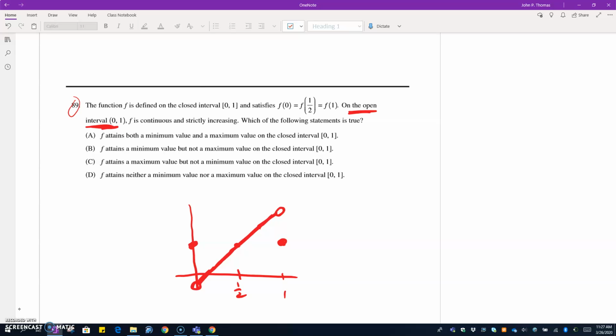So now I look at my choices. It says f attains both a maximum and a minimum value in the closed interval. That one is false because we have an open circle at the top and an open circle at the bottom. So there isn't a highest value we reach, and there isn't a lowest value we reach. That really knocks out the next two as well, because if it doesn't have either one of them, then we can't have one and not the other. So we're going to choose D, which is that it has neither a maximum nor a minimum.